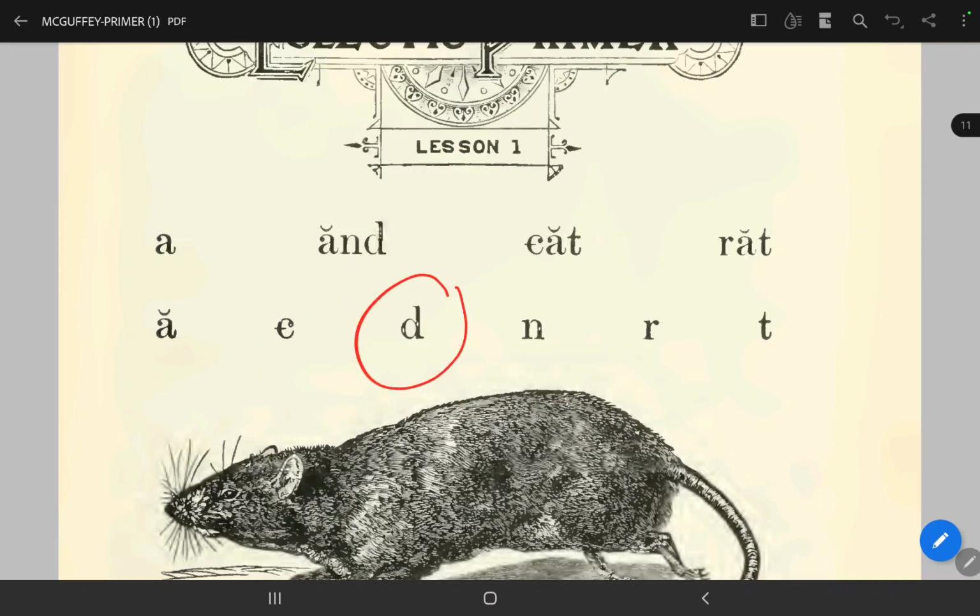The next elementary sound is this letter D. This is a classical D and makes the sound D. The next elementary sound is this letter N. It's a classical N and says the sound N. And the next elementary sound is an R. This is an English R and it says the sound R. And the last elementary sound is a T. This is a classical T and makes the sound T.